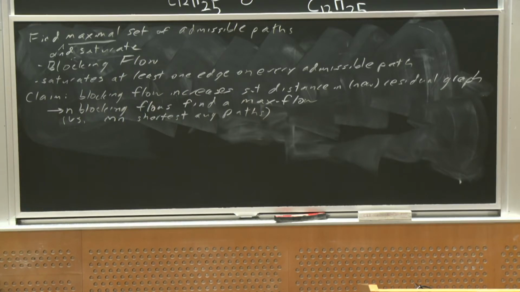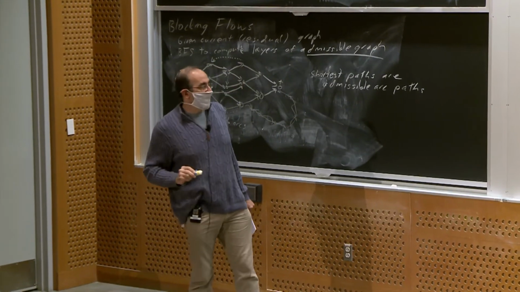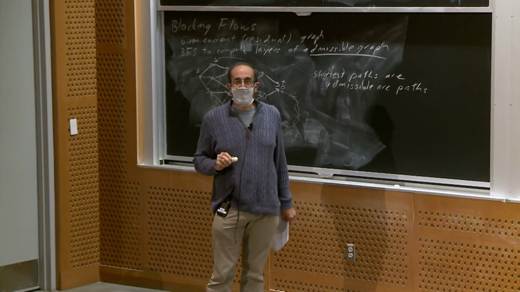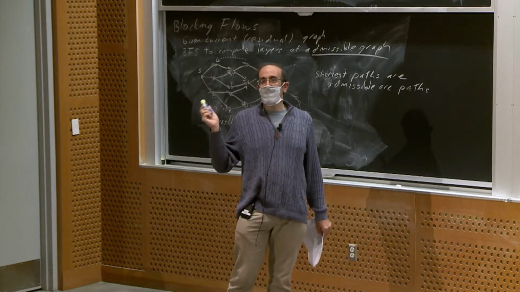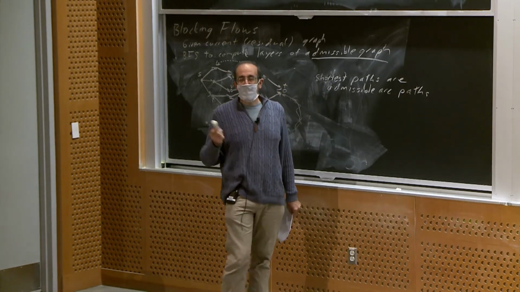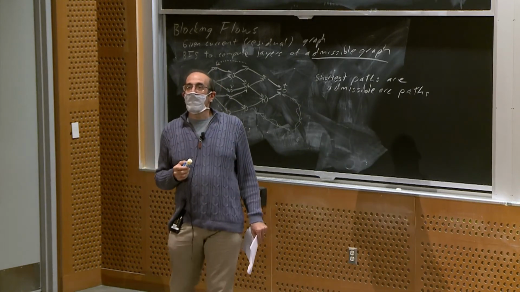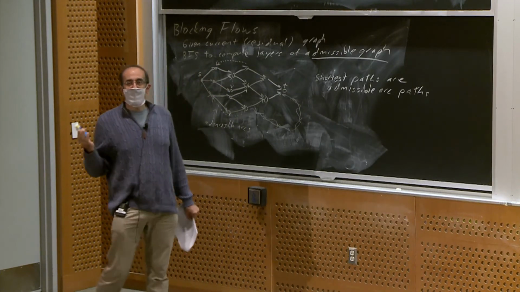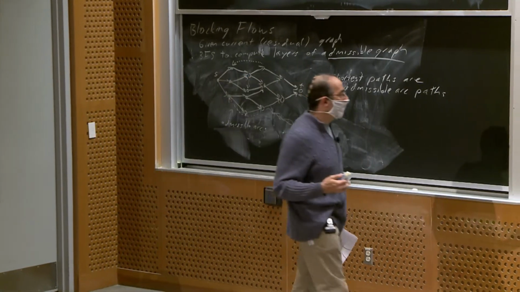Okay, so why the claim? Why does finding a blocking flow increase the distance from S to T? Well, we already know that it doesn't decrease it because it's a series of shortest augmenting paths. But why does it increase it? Well, what changes when we add this blocking flow?